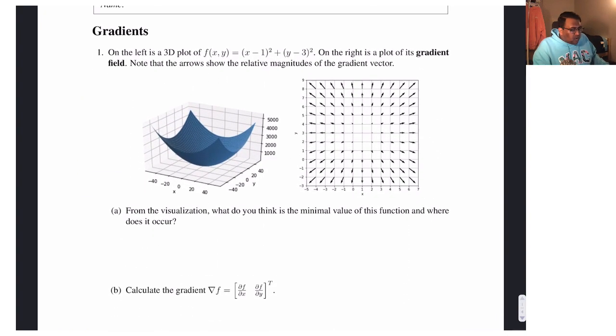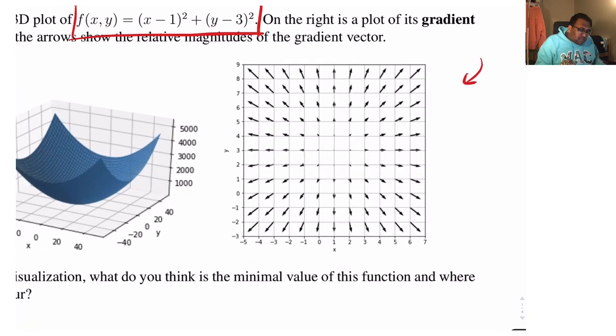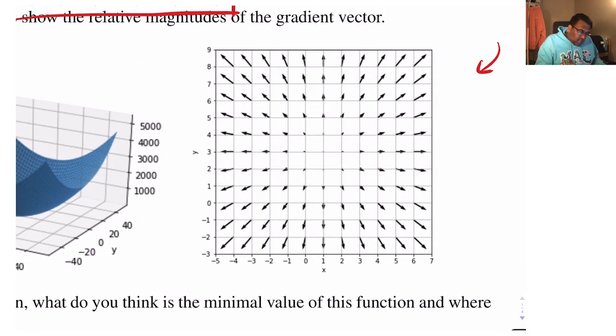In the first question, we're given the 3D plot of this multivariate function. On the left, we have a plot of this function which takes in x and y and outputs (x minus 1) squared plus (y minus 3) squared. On the right, we have a plot of this function's gradient field. What exactly a gradient field is, is that at each of these points, for example at (2, 5), the vector at (2, 5) is the gradient of the function evaluated at (2, 5).